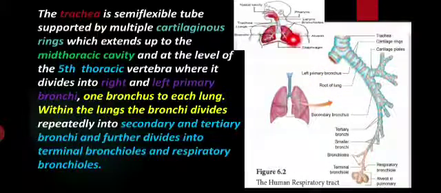Right side and left side. This is the right side, this is the left side. So it divides into two branches of the bronchi, and one branch of the bronchus enters each of the lungs, right or left. Within the lungs region, the bronchi further divide repeatedly into secondary and tertiary bronchi, and the terminal ends are called bronchioles.